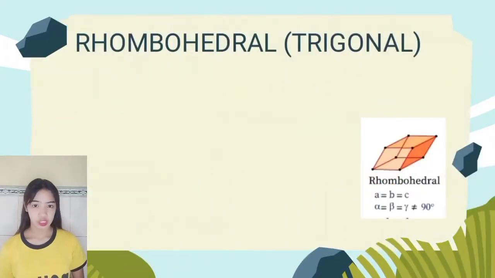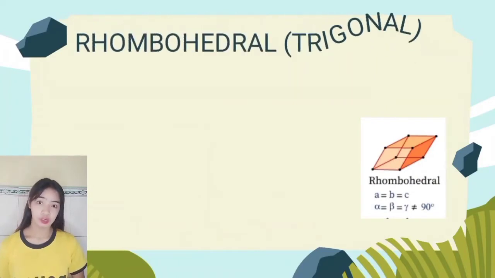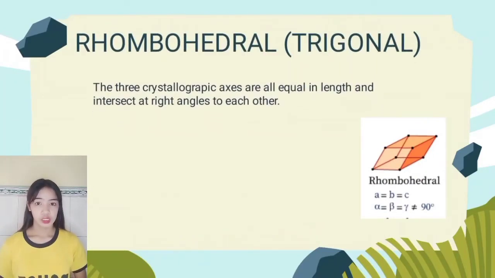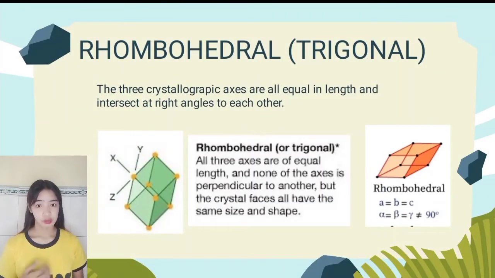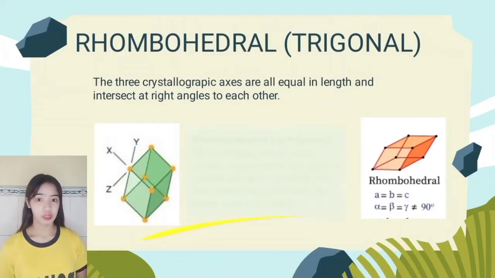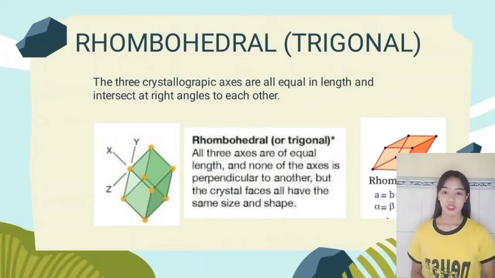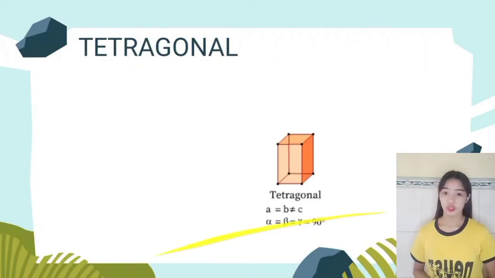So the second is the rhombohedron. It is also known as the trigonal system. It has 3 crystallographic axes that are equal in length and do not intersect at right angles to each other. It has a 3-dimensional shape that is similar to a cube, but it has been skewed or inclined to one side, making it oblique. So the third one is the tetragonal crystal system.